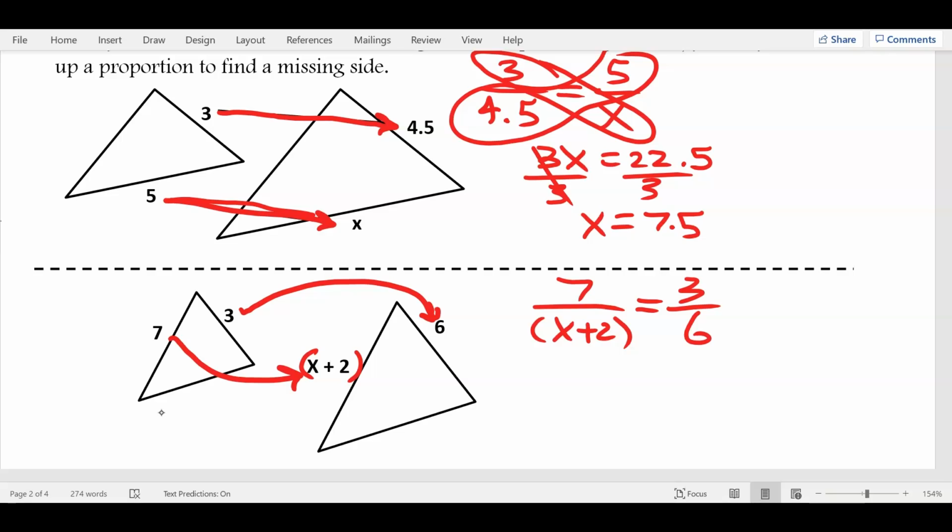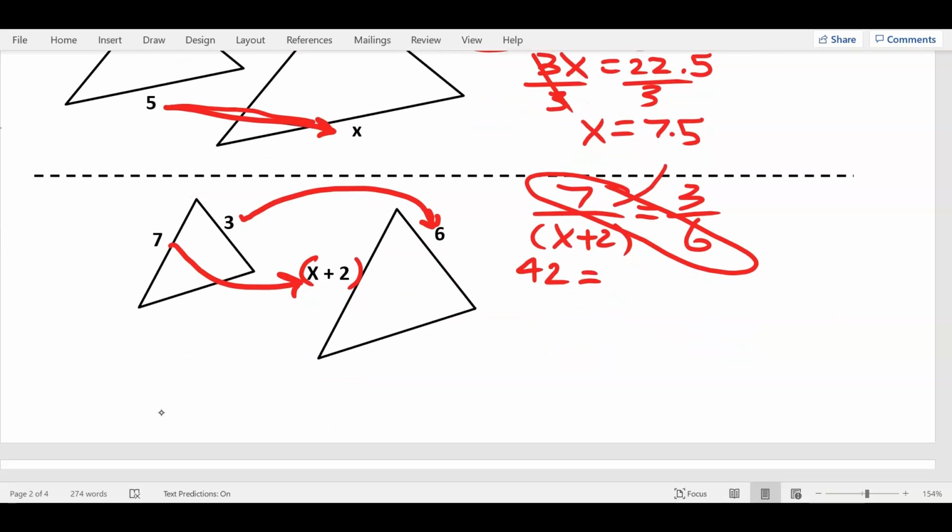7 times 6 is 42. You might need to write small because I know we might run out of room here. On the other side, 3 times x plus 2. Here's how you write it. 3 parentheses x plus 2. And then, what do we do with that 3 to the parentheses? Distribution. You distribute the 3, which means you're going to multiply 3 times x, 3 times 2. So 3 times x is 3x. 3 times 2 is 6. Bring down 42.